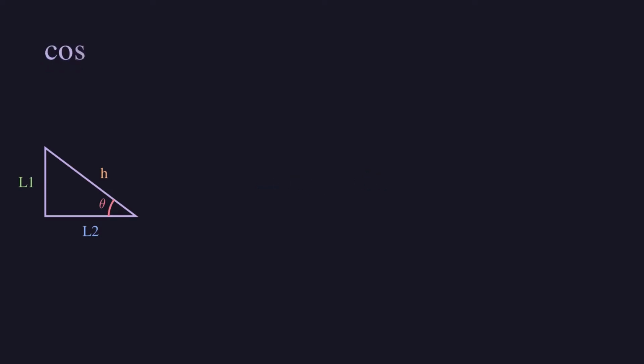Cosine is very similar, except instead of dividing the opposite side of the angle by the hypotenuse, you're dividing the length of the side adjacent to the chosen angle. The hypotenuse will also be adjacent to the angle, so be careful when looking at the sides. You can do the exact same thing here to find the length of L2.